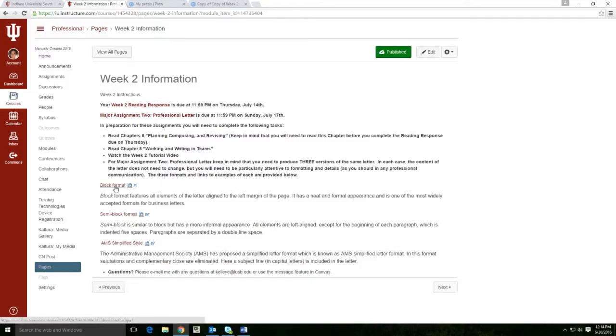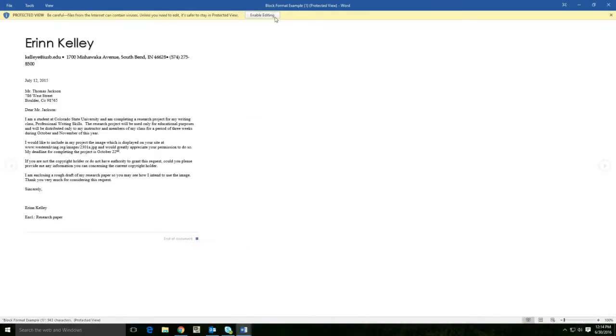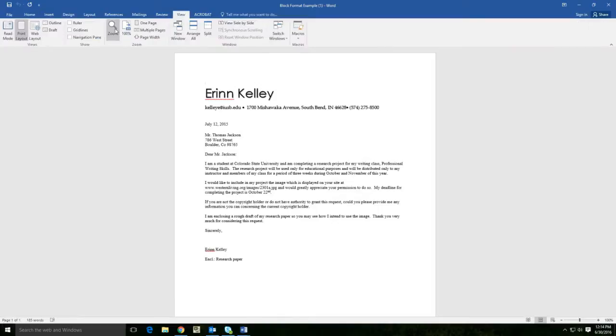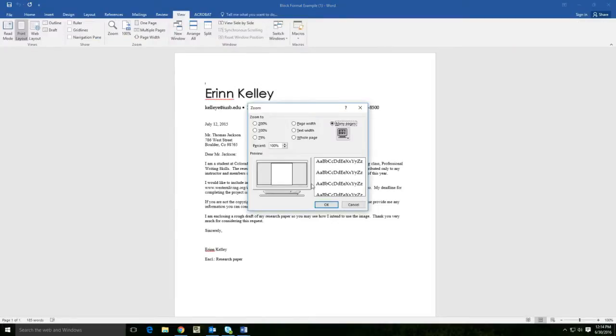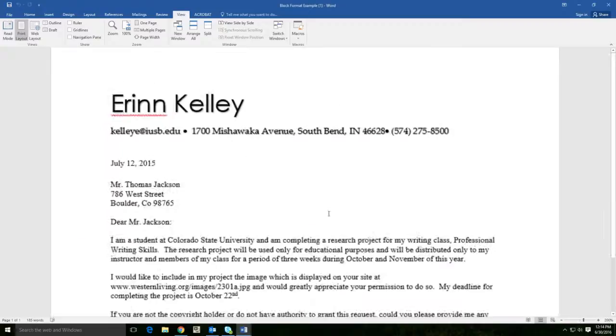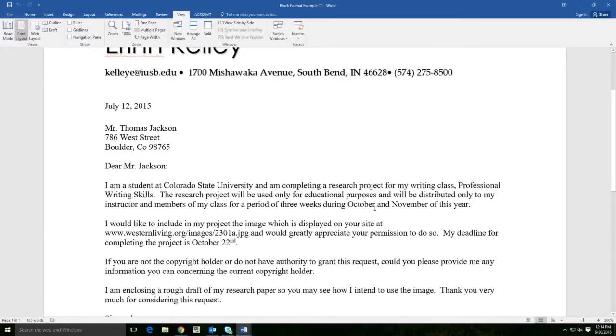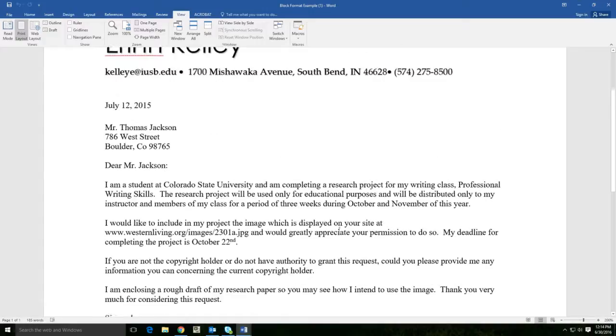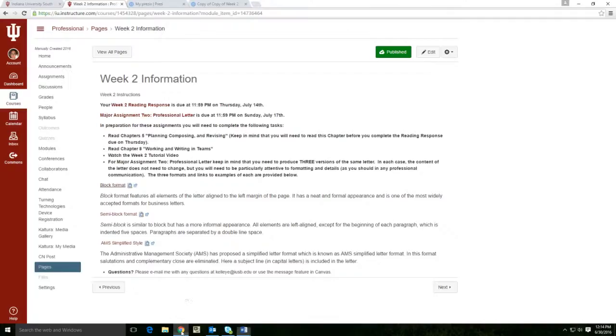Under Module 2, you can simply click on block format and pull up a Word document with an example of what this format looks like. So again, the content of your letter is not going to change. You're just going to produce 3 versions of the same letter, and what you're going to be attentive to is the formatting, the details. This is particularly important in almost all styles of professional writing: detail orientation and going back and double checking.